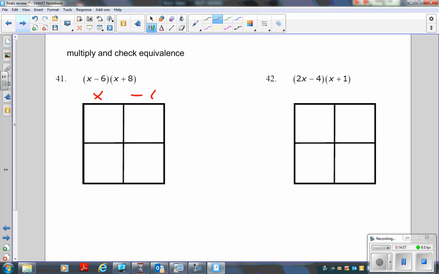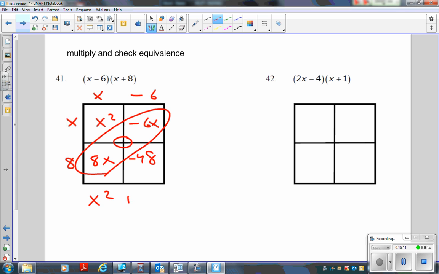All right, for number 41, we're going to have to multiply and check equivalence. So let's go ahead and multiply it first. Now we're going to use a calculator to check to see if this is the right answer. X times x is x squared, negative 6x. 8 times x is 8x. And 8 times negative 6 is negative 48. And if you add these two together, you end up with x squared plus 2x minus 48.